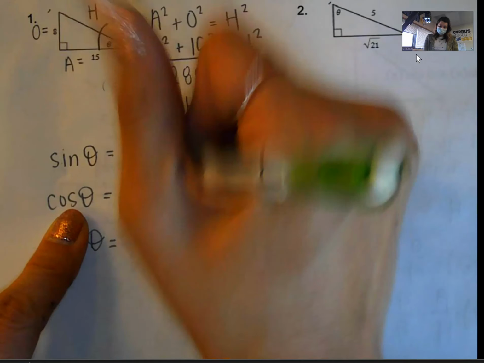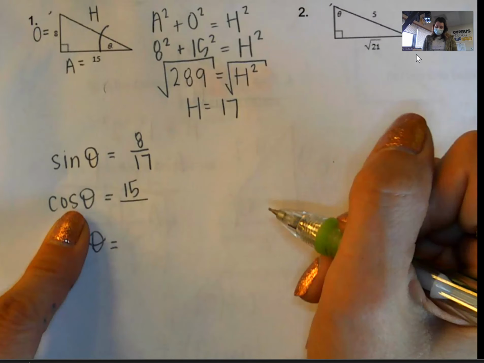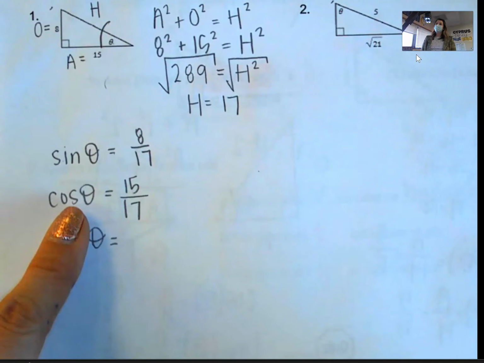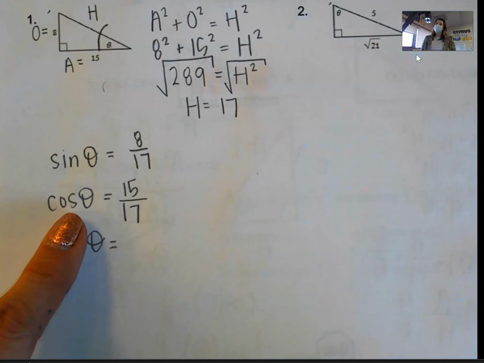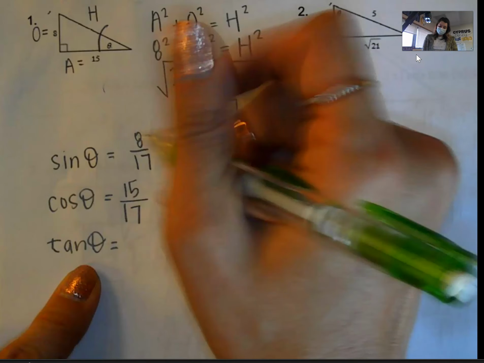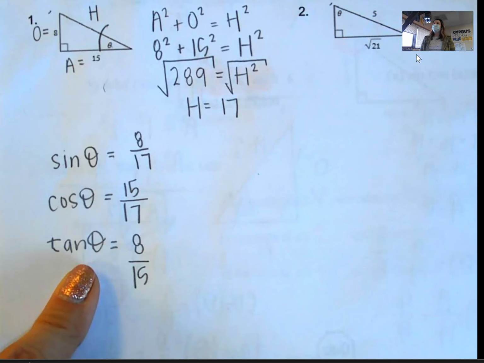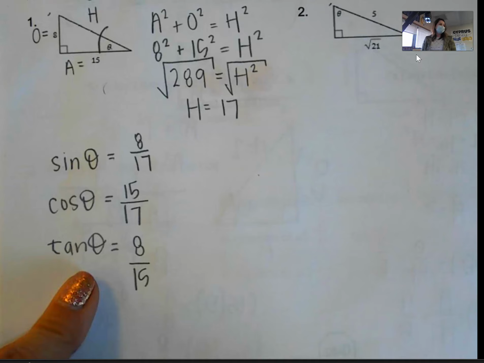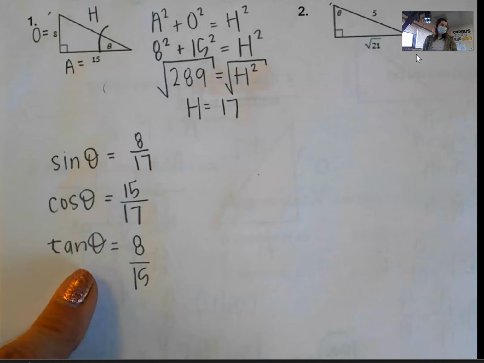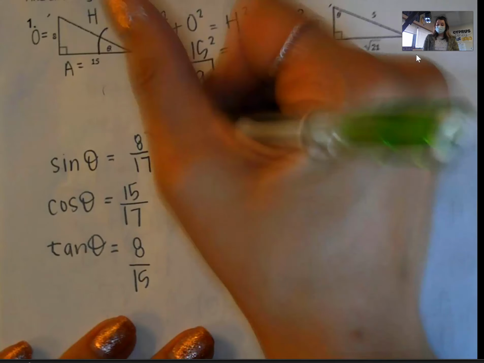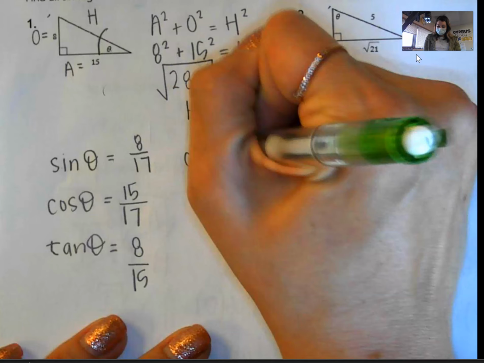Cosine is 15 over 17. Same thing, 17 is a prime number, so I know that does not simplify. Tangent is TOA, so 8 over 15. And that guy, I'm honestly not sure if he simplifies. Does he? I feel like he does. Somebody's double checking for me. It does not. Tried to trick me. Didn't get me though. Cheyenne helped me. That does not simplify.